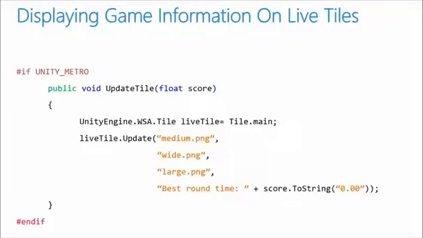text. So obviously, the first string that you pass in is going to be for your medium image. Okay. Your second image that you pass in is for your wide, and your third string is the image that you pass in for your large, followed by a string that's the actual text that you want to display. Pretty simple, right? Yep, seems so good.